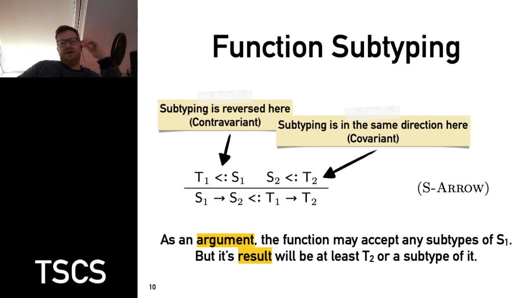However, here for the lambda calculus, we fix it now and say that for parameter types we need contravariance, and for the output type we need covariance. And basically it's the same as I read it. So as an argument, the function may accept any subtypes of S1, but its result will be at least T2 or a subtype of it.